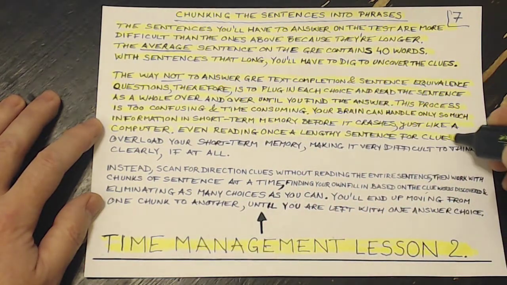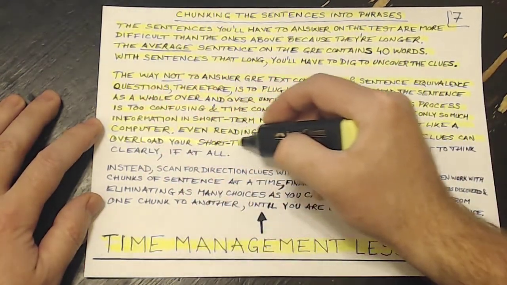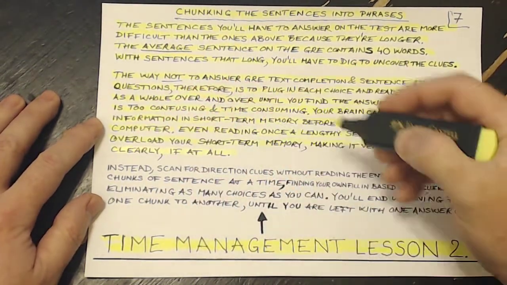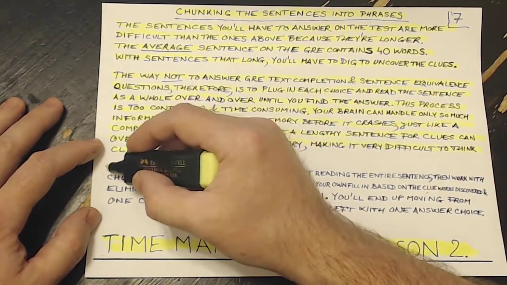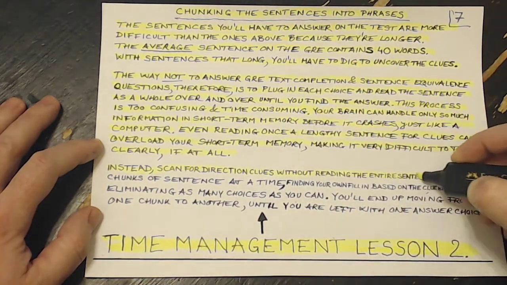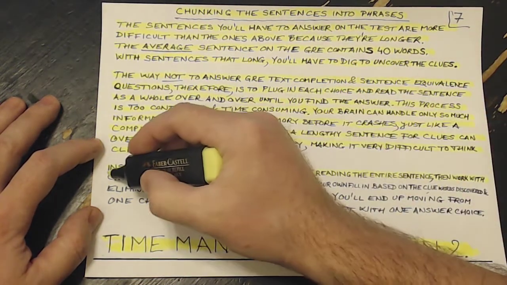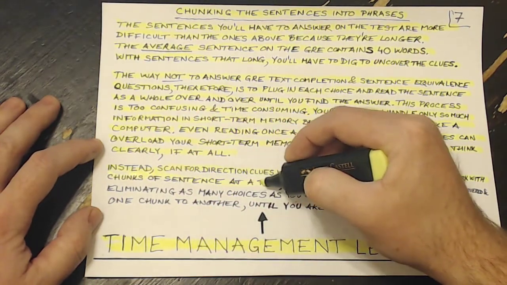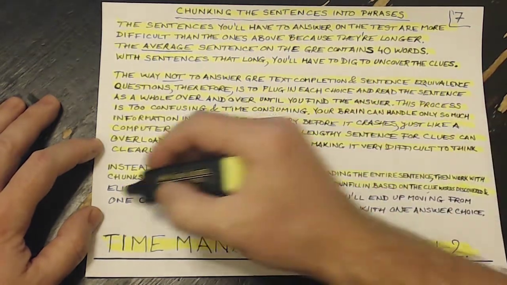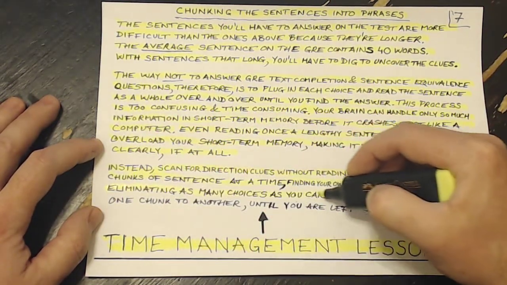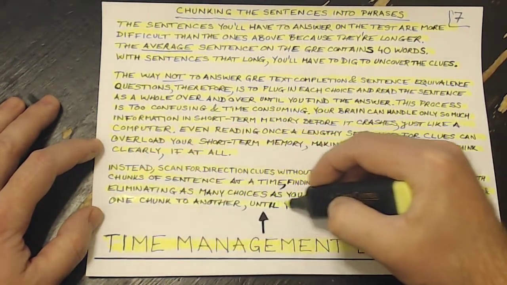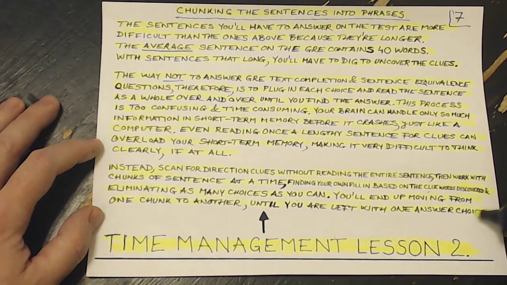Even reading once a lengthy sentence for clues can overload your short-term memory, making it very difficult to think clearly, if at all. So what do you do instead? Instead, scan for direction clues without reading the entire sentence, then work with chunks of the sentence at a time, finding your own feeling based on the clue words discovered and eliminating as many choices as you can. You will end up moving from one chunk to another until you are left with one answer choice.